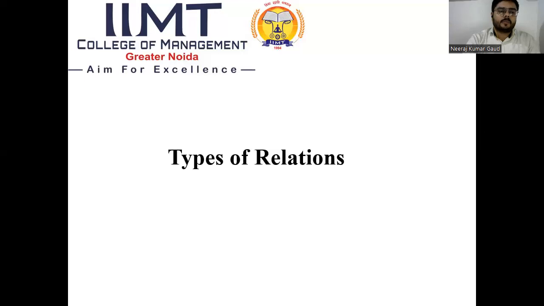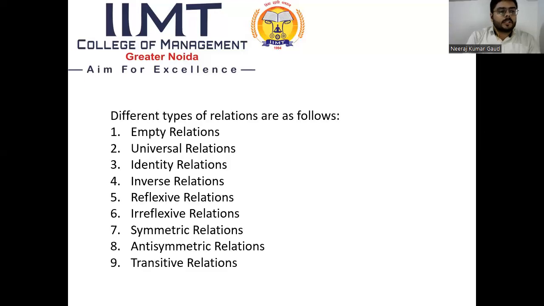Next is types of relations. The different types of relation are as follows. Number one is empty relation. Number two is universal relation. Number three is identity relation. Number four is inverse relation. Number five is reflexive relation. Number six is irreflexive relation. Number seven is symmetric relation. Number eight is anti-symmetric relation. And number nine is transitive relation.